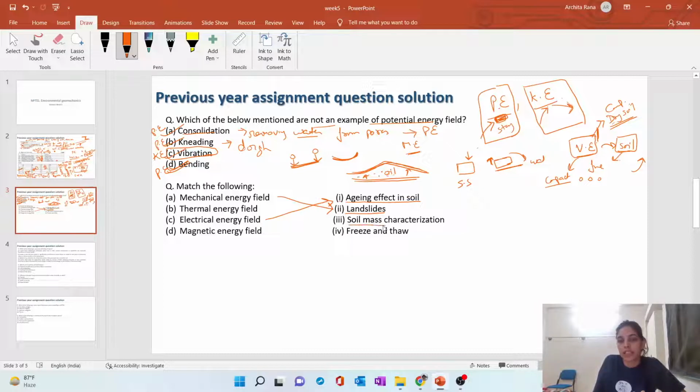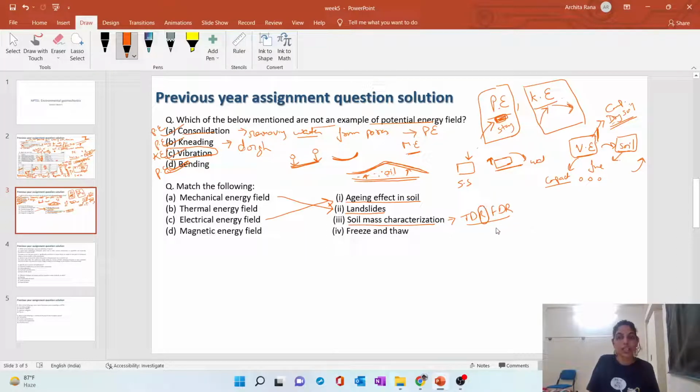Another is soil mass characterization. Now, if you are in the field, you cannot see the soil, right? The depth of soil. So you use different methods to determine its soil mass, and they are basic. One of them is FDR and TDR, right? They are frequency and time domain reflectometers. These, as the name suggests, are reflectometers.